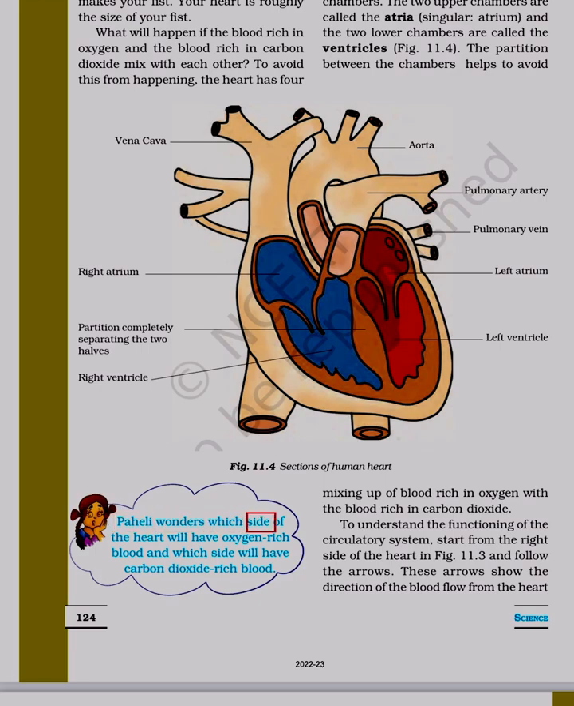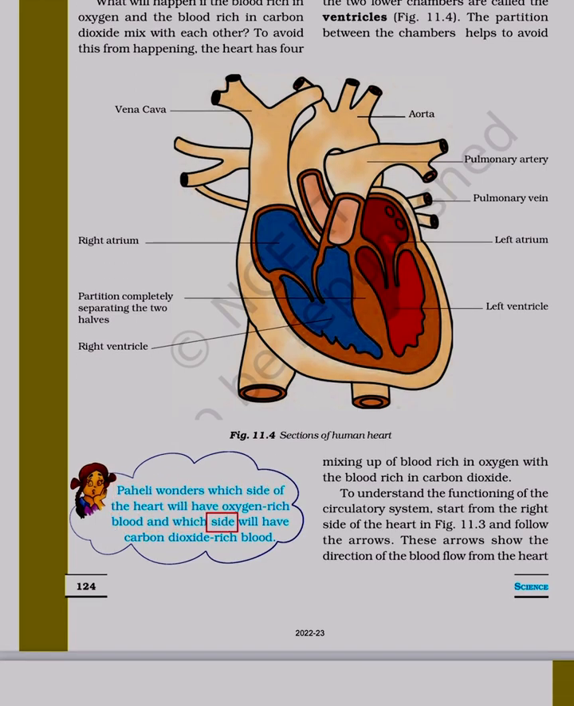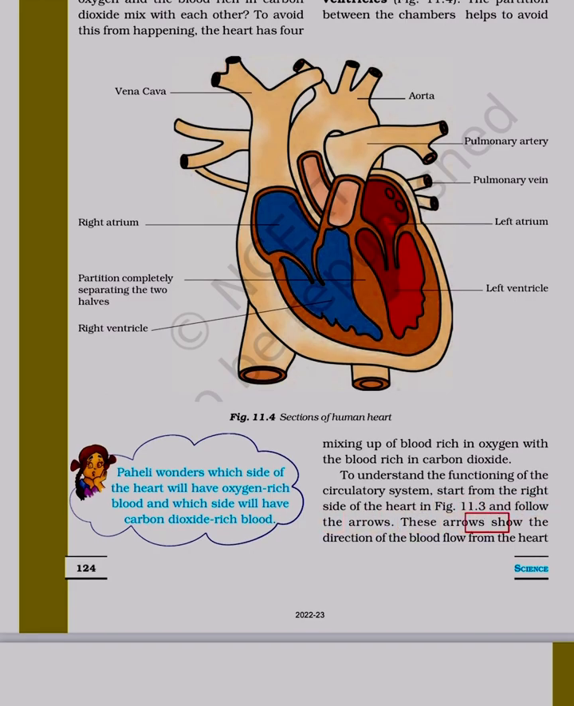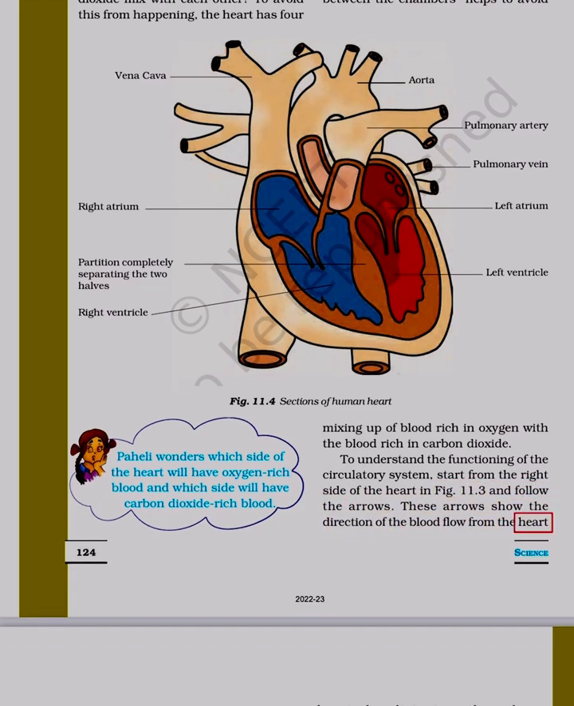Paheli wonders which side of the heart will have oxygen-rich blood and which side will have carbon dioxide-rich blood. Mixing up of blood rich in oxygen with the blood rich in carbon dioxide. To understand the functioning of the circulatory system, start from the right side of the heart in figure 11.3 and follow the arrows. These arrows show the direction of the blood flow from the heart.